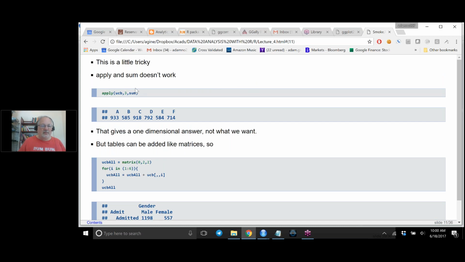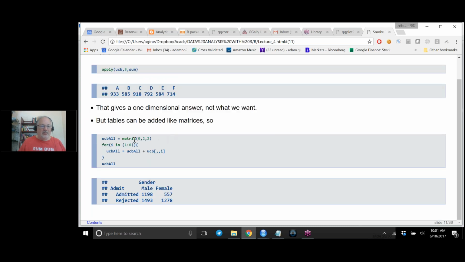If you looked at the structure, you would see the third factor is the department, and there's 6 of them, A, B, C, D, E, F. And you might say, well, let's sum over all the departments of the table and see what we get. This is not what we want. But when you run into this problem, there's a simple solution. Tables look like matrices. They're counts, but they're counts in the form of a matrix, so they can be added.